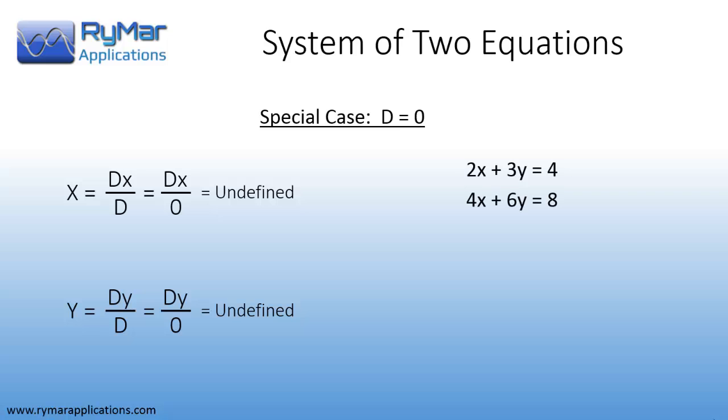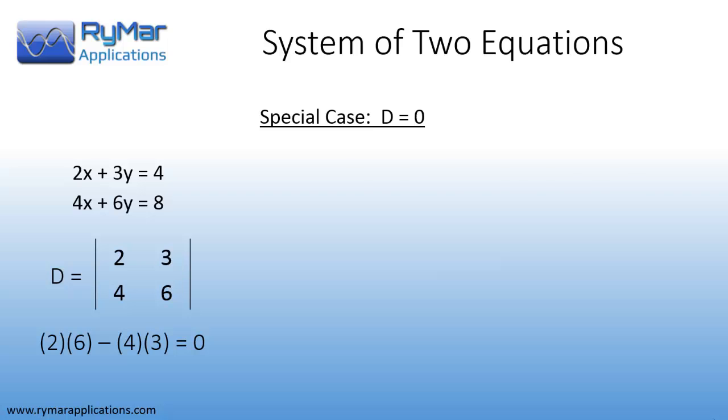Here's a case where this could happen. I got 2x plus 3y equals 4, 4x plus 6y equals 8. If I try to calculate a d determinant, fill in the 2, 4 where the x's are, the 3, 6 for the y's, you end up with 12 minus 12, which is 0. Now I can't divide by 0, so I'm kind of stuck.